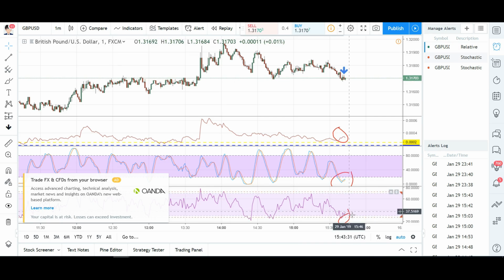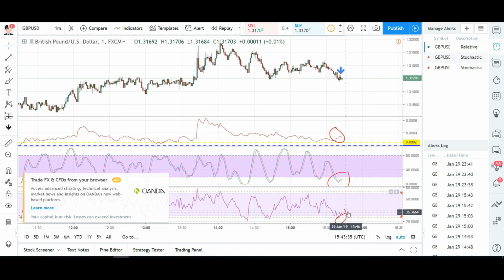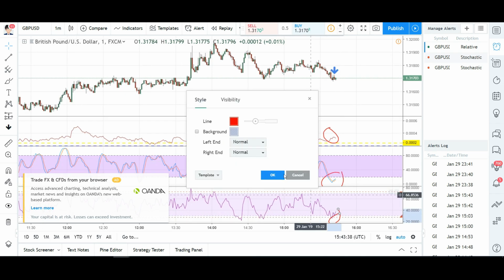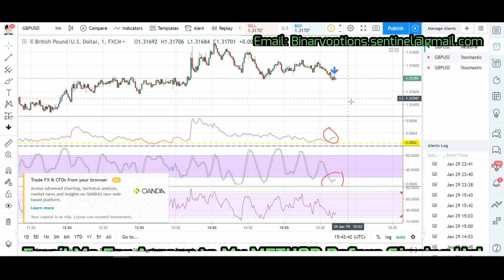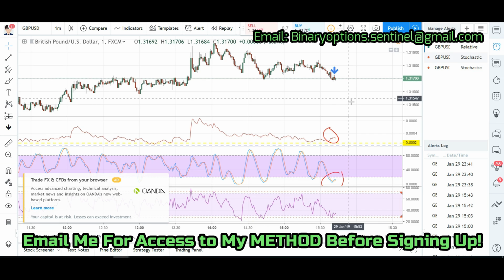Alright, so pretty much there are lines to help guide you, over the yellow line, or above the red line, or above the purple line, that sort of stuff. Alright, so if you guys want more details, make sure to email me about it. Okay, so let's wait for this trade to expire and we'll check it out.